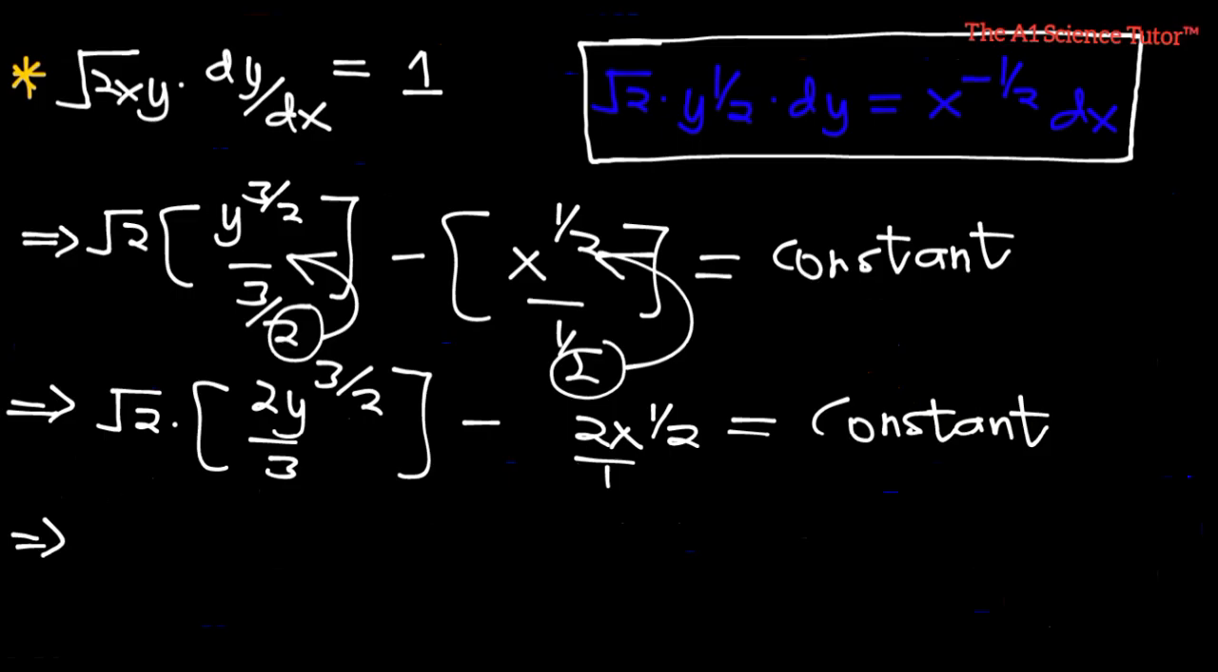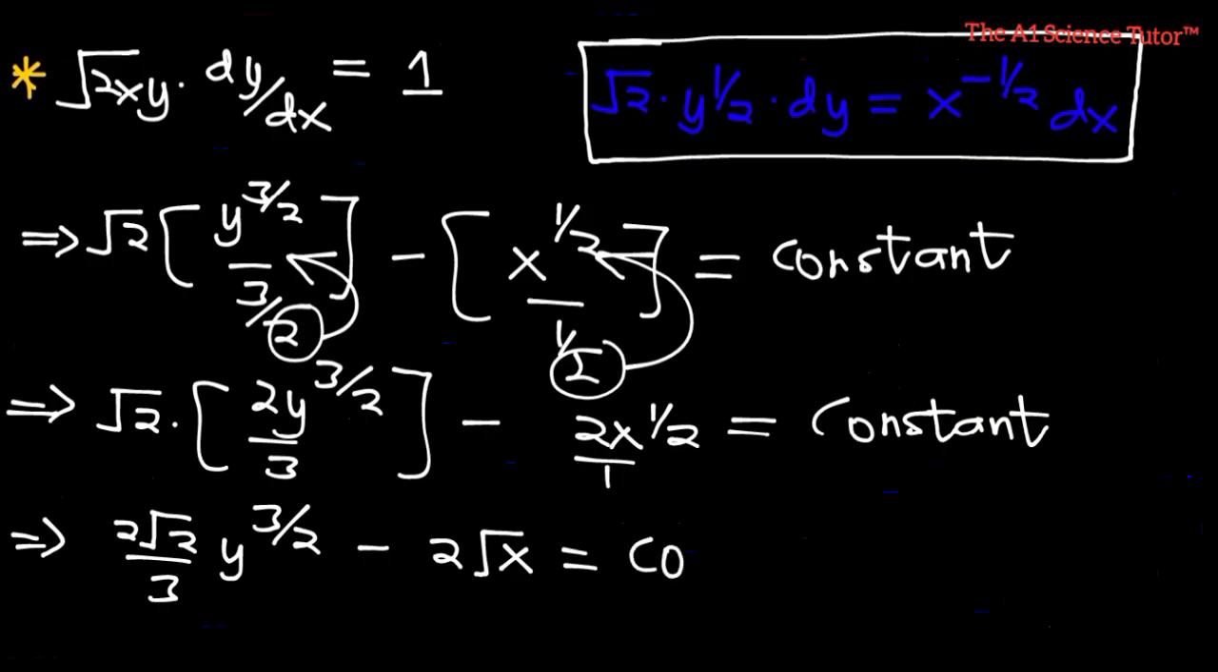So this is going to give us root 2 multiplied by 2 over 3. So that should be 2 root 2 over 3, y raised to the power of 3 over 2, minus 2 root x. Because that should be x raised to the power of half. If you have that, that is the same thing as root x. So this is equal to a constant. So this is the solution to this problem.